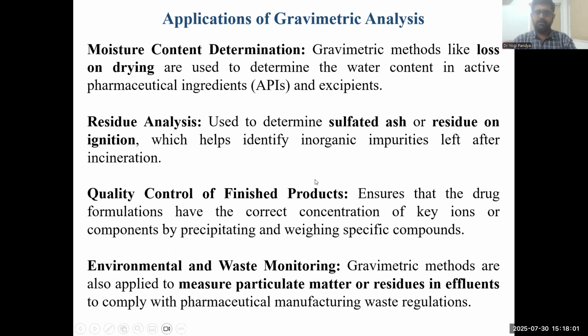Then quality control of finished product, right? That also we are using this method. Environmental and waste monitoring, to measure how much particulate matter or how much residue is present in the pharmaceutical manufacturing waste regulations. That also we are using this method, right? So these are the different techniques or applications of the gravimetric analysis, right?